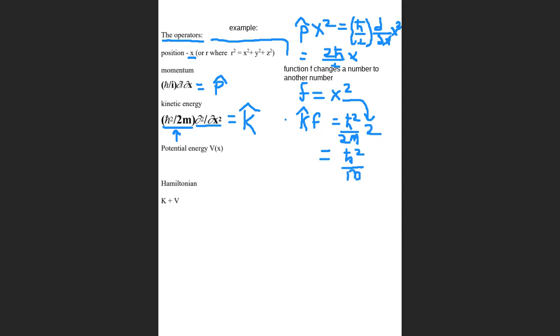For any potential energy function, the corresponding operator is just that function. So it sort of looks like the position operator that way. The Hamiltonian is K plus V, or whatever the kinetic energy operator is, K hat plus V with a hat.